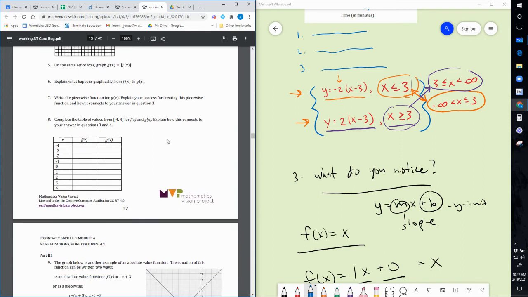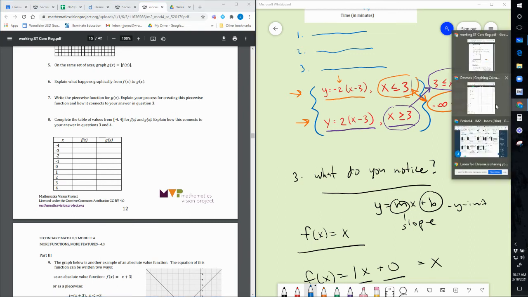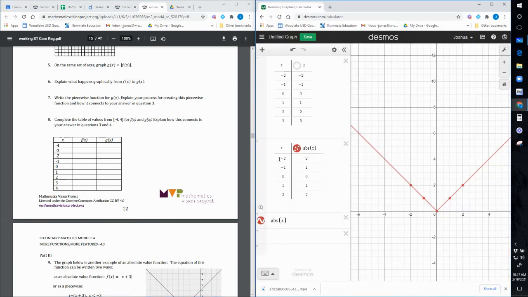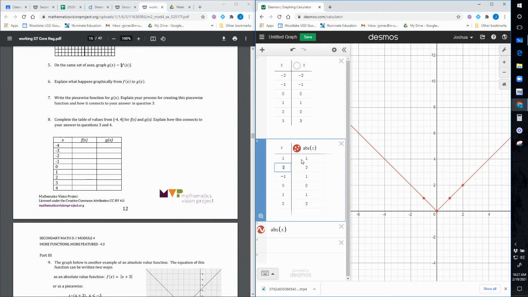All right, number 8. Complete the table from -4 to 4 for f of x and g of x. So good news, if you toss them in Desmos like I did, it will make the table for you. And you can literally type in whatever values you want. See, 1, 2, 3, 4, whatever, and it will tell you the answers over here. So it'll make your table very, very simple. Or you could just plug them into both equations. So I recommend just doing it in Desmos.